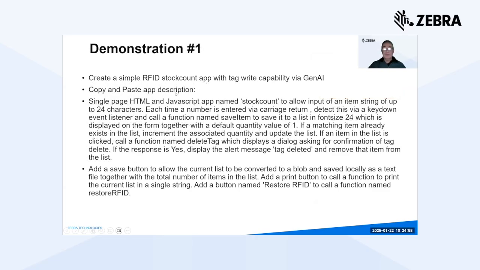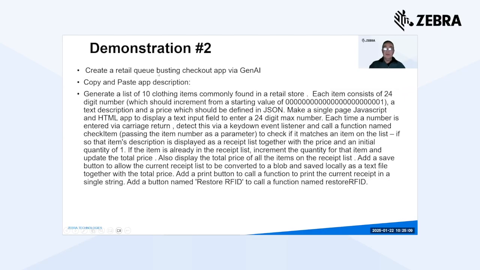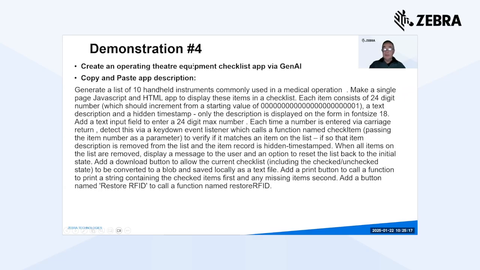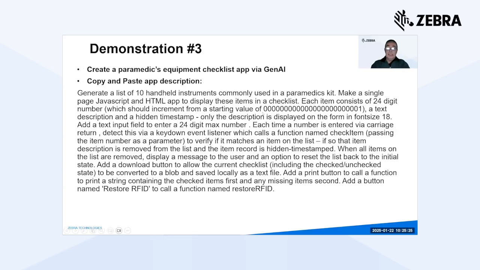So I've got some demonstration definitions here, just different ones that we can use. This is the simple stock count app. This is a retail queue busting checkout app. Got the paramedic checklist app, got an operating theatre checklist app, and a patient ID app. So basically the demos that I showed in the previous slide, you can generate.